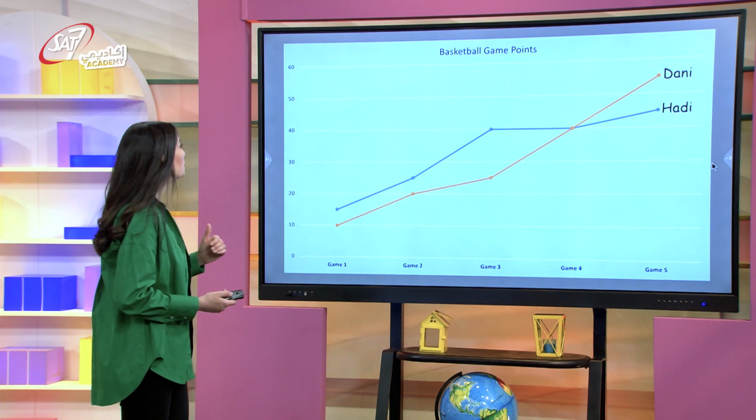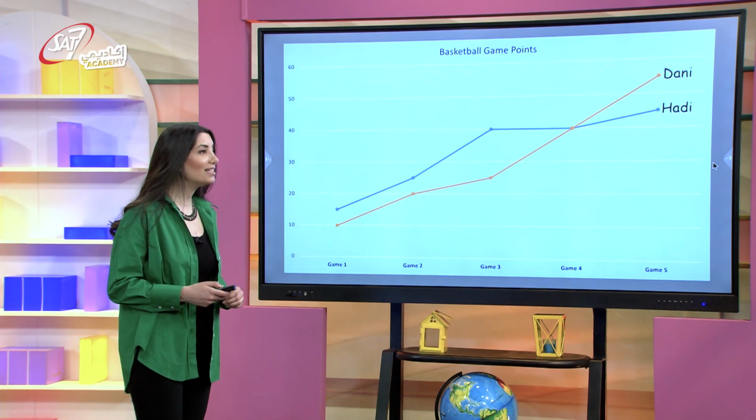Danny scored 55 points, while Hadi scored 45 points. The difference between 45 and 55 is 10. Danny scored 10 more points than Hadi in the last game.